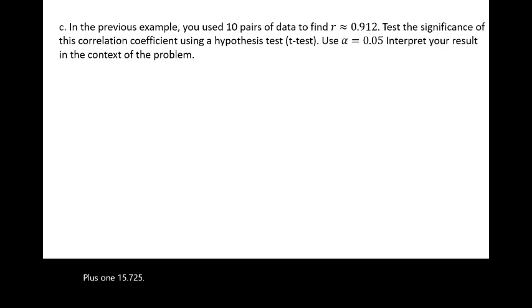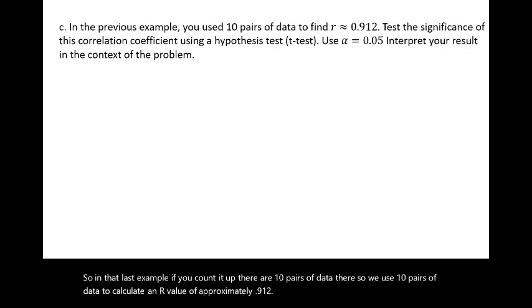So in that last example, if you count it up, there are 10 pairs of data there. So we use 10 pairs of data to calculate an R value of approximately 0.912. And we're going to conduct a hypothesis test to test the significance of this correlation coefficient. And we're going to use alpha equals 0.05.